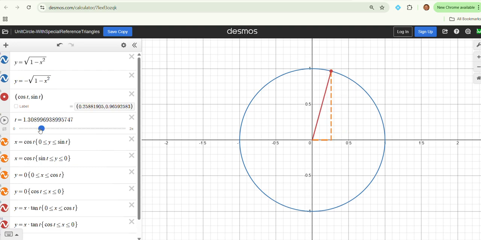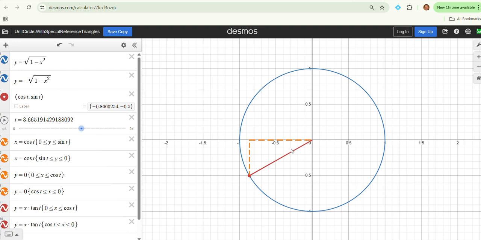As I keep rotating past pi over 2 into quadrant 2, this value of theta is the radian equivalent of 105 degrees. Now you can see that this is a positive y value for that reference triangle, but this x value is negative because we're in quadrant 2. I can keep sliding over, and you can see how it's drawing all the related reference triangles and the related side lengths of each of those.